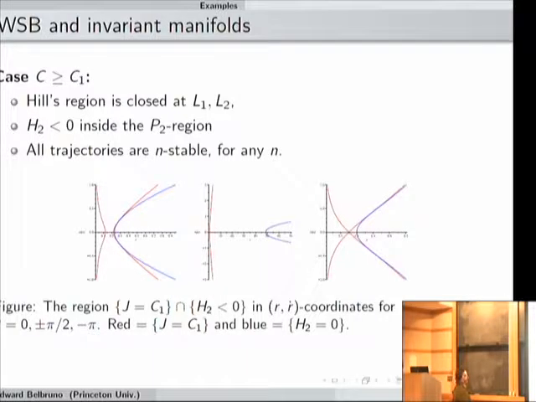C1 is the neck point between P1 and P2, and you're taking energies greater than that, which means that you now have 3 Hills regions. They're not overlapping. But he has a minus sign in this. I have a minus sign, yes. In this case, all trajectories are n-stable for any n about P2.